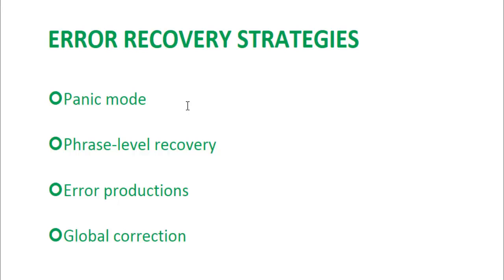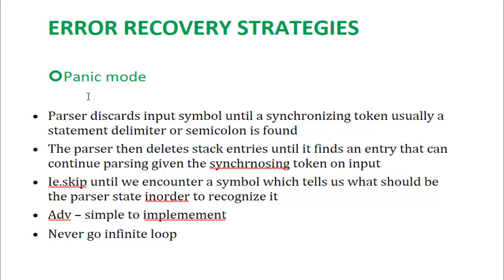Now let's talk briefly about the error recovery strategies. We have firstly panic mode, then phrase level recovery, then error productions, and global correction. The first is panic mode. What we do is we discard input symbols until a synchronizing token, usually a statement delimiter or a semicolon, which has a clear and unambiguous role, selected by the compiler designer. Until we find that, we keep discarding. The parser deletes stack entries until it finds an entry that can continue parsing given the synchronizing token on input.